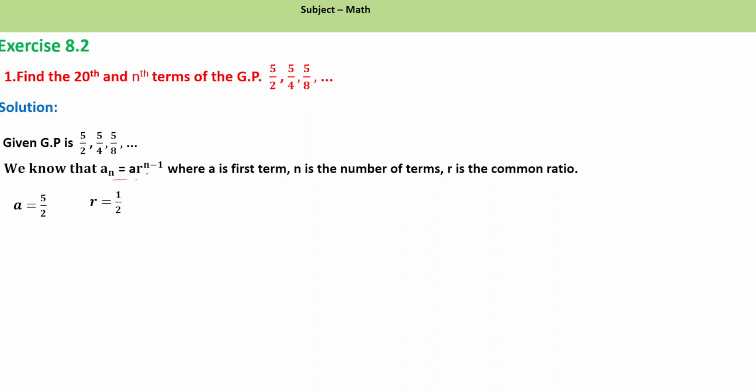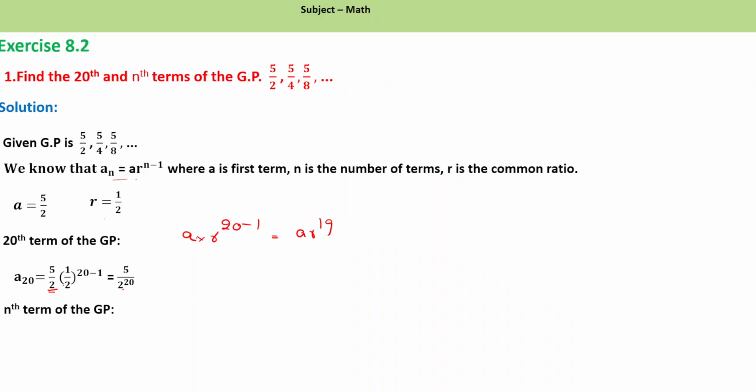an is equal to a into r power n minus 1. Here, the first case, the 20th term. So for the 20th term, n is equal to 20. The 20th term of a GP is equal to a into r power 20 minus 1, that is a r power 19. So here let us substitute a as 5 by 2 and r as 1 by 2, 20 minus 1, that is 19. This will be 5 divided by 2 power 20, since 2 power 19 into 2 power 1 is 2 power 20. Therefore, the 20th term is 5 by 2 power 20.